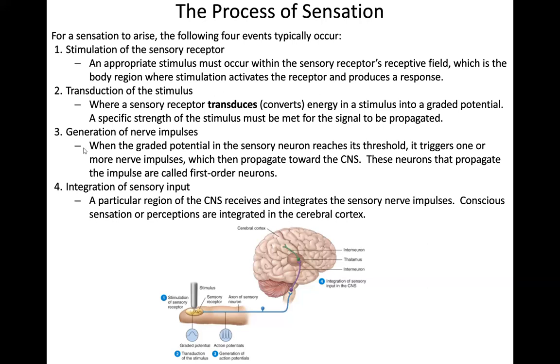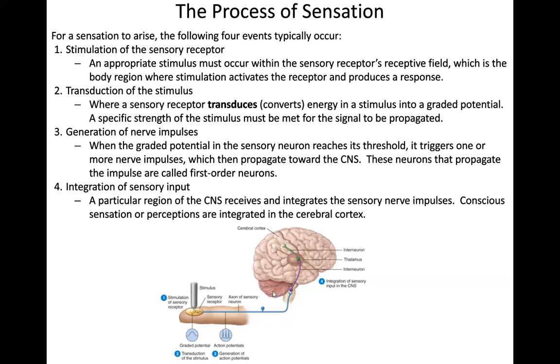Number 3, I basically just described that. When the graded potential in the sensory neuron reaches its threshold, it triggers one or more nerve impulses or action potentials, as you see they're labeled down there, which then propagate to the CNS. These neurons that propagate the impulse are called first order neurons. So first order neurons would be what you see here. This is an example of one here in blue.